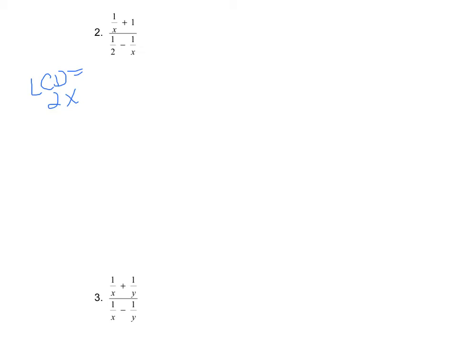Okay, so I'm going to multiply 1 over x by 2x, and I'm going to put it over 1 because it's a fraction. I'm going to multiply 1 by 2x, but in this case, I'm not going to make 2x a fraction because the 1 isn't a fraction. I'm going to multiply 1/2 by 2x and make it a fraction because it's a fraction times a fraction. And then 1 over x by 2x and make it a fraction.